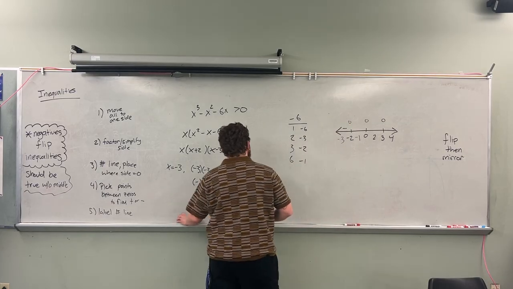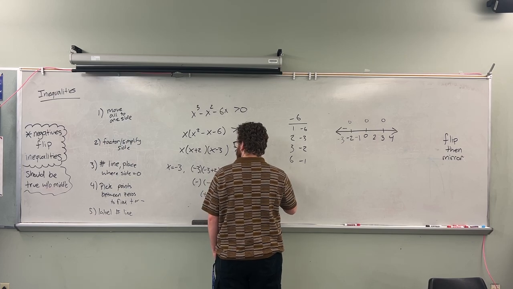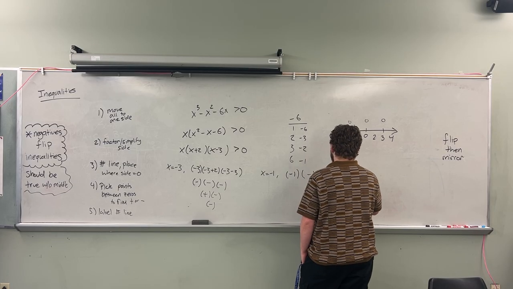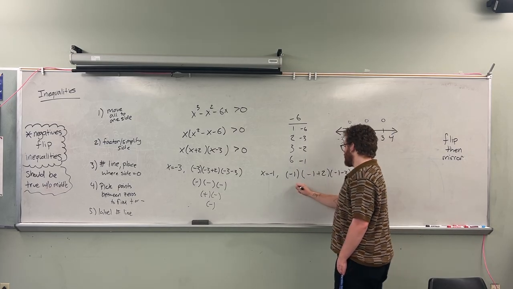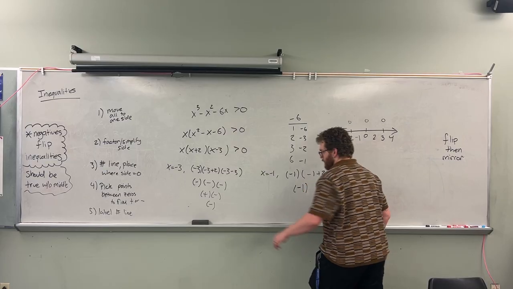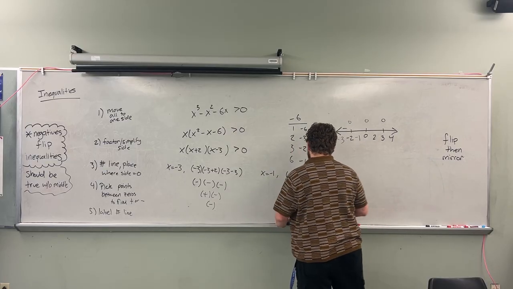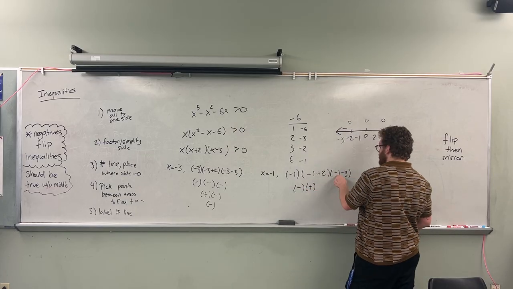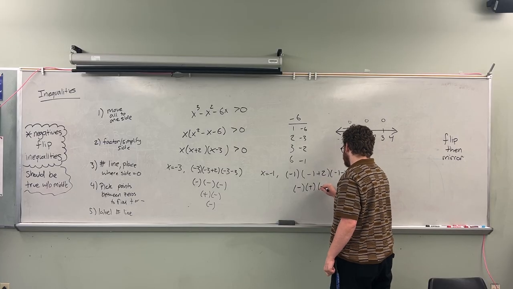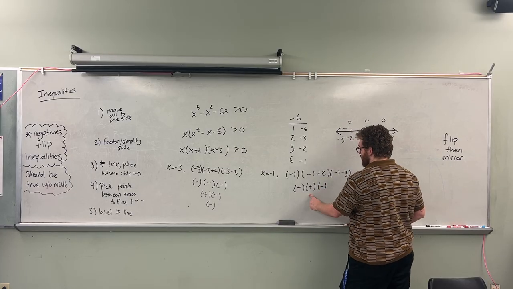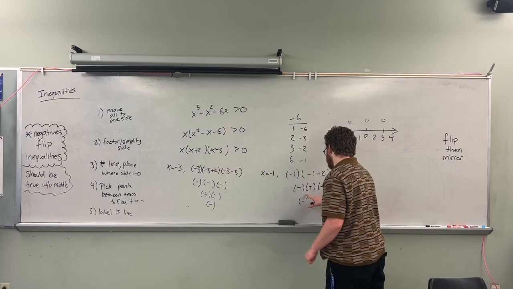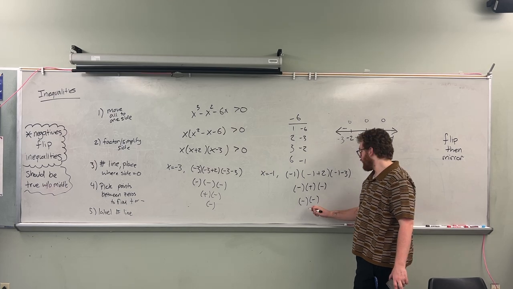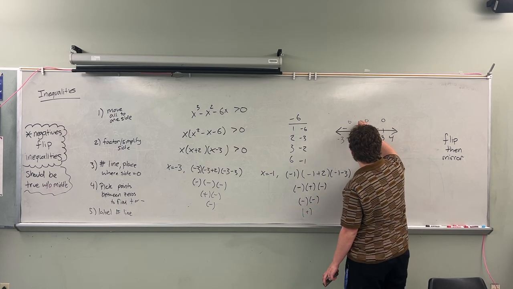We'll then do -1. So I get -1 times -1 plus 2 times -1 minus 3. That's a negative. -1 plus 2 is +1. -1 minus 3 is -4. Negative with a positive is negative. Keep doing -1, and then a negative times a negative is positive. So I get a positive in that region.